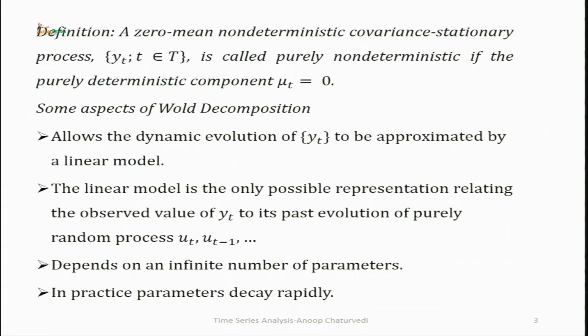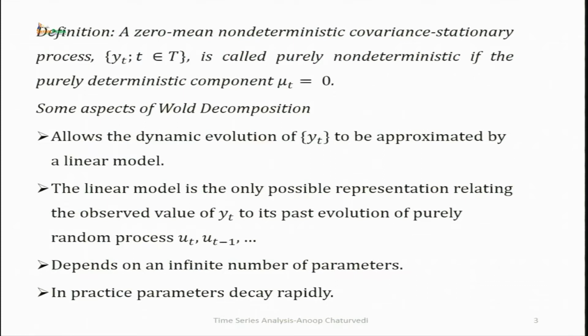Then a zero mean non-deterministic covariance stationary process y_t is called purely non-deterministic if the purely deterministic component mu_t is equal to 0. So, if mu_t is equal to 0, then we call this process a purely non-deterministic process. Now, some of the important aspects of Wold decomposition are as follows.